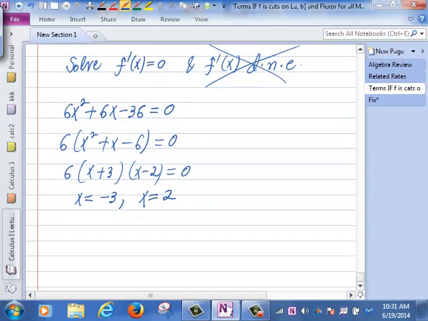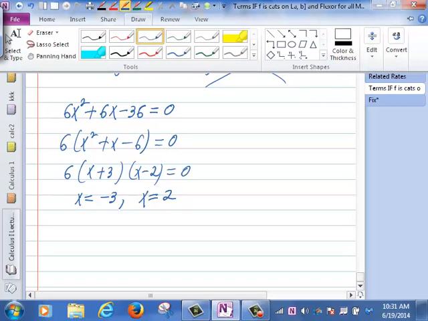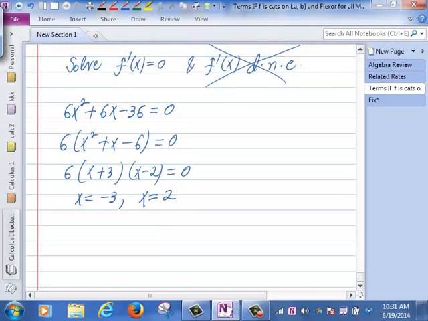Now, since I have no points where the derivative doesn't exist, these are the only two critical points, and I'm going to make my number line here now. What's the domain of our function? The domain of our function would be all real numbers because it's a polynomial function.